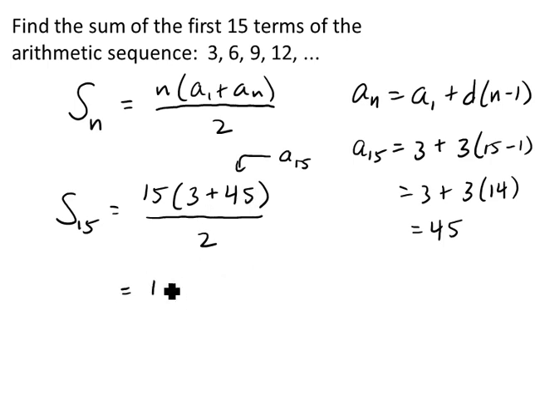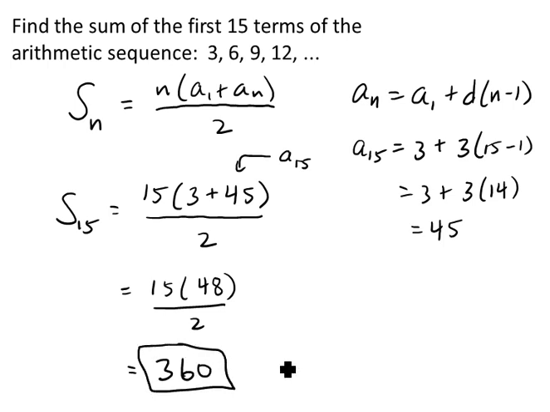So now we have 15 times (3 plus 45, which is 48), divided by 2. And that is going to give us 360. What that allowed us to figure out was the sum of those first 15 terms, meaning if I added up 3 plus 6 plus 9 plus 12 plus 15 plus 18 and so on, all the way up till I got to the 15th number in the list, which is 45. We added all those together, we would get 360.